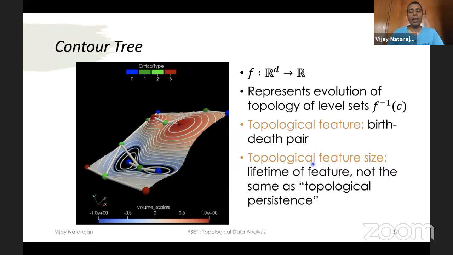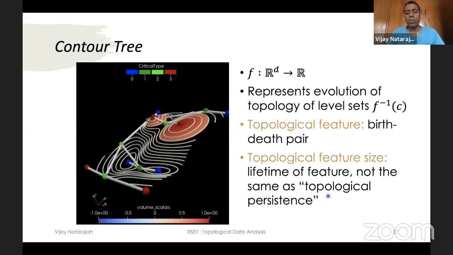So you can represent the size of this feature by computing the lifetime. How long was this feature alive, right? So this contour tree, together with this notion of size of features, helps me capture the scalar function in another way, right? So this is a second topological structure that is frequently studied within TDA.